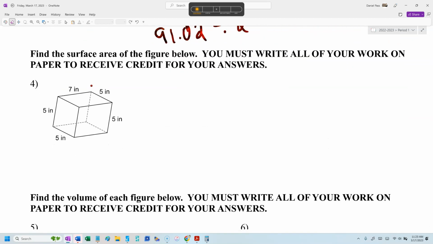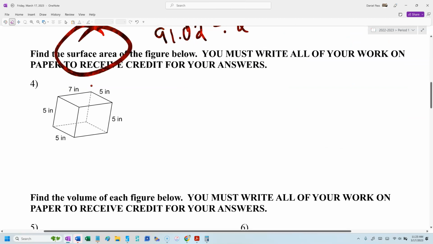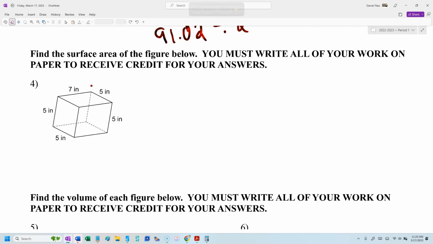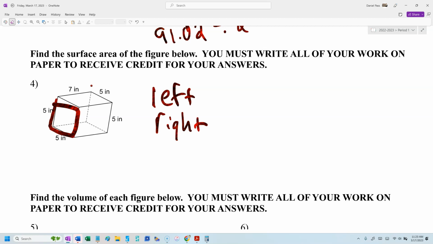All right. Surface area, again, this is the outside. The outside, not the inside volume. Not how many cubes are inside, not how much water you can fill, but the outside. So we got to do each side separately. So the left side and the right side are going to be the same. They're both 25. 5 times 5.